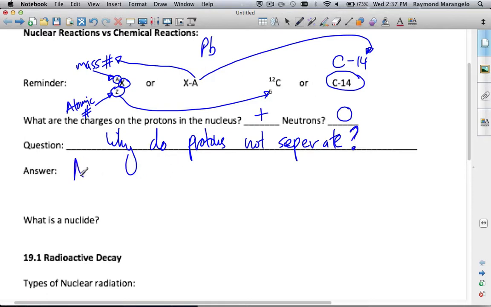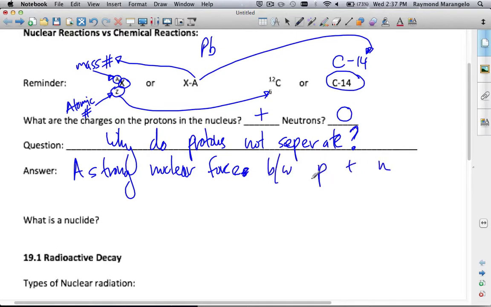So there's a force. It's called the strong nuclear force. And the nuclear force exists between the protons and the neutrons. Oh, there's no S there, force. And it's between the protons and the neutrons, okay? And what it does is it keeps the nucleus together. It holds the nucleus together. It's like glue. It's one of the 4 fundamental forces: magnetism, the strong and weak nuclear force, and gravity is the other force.